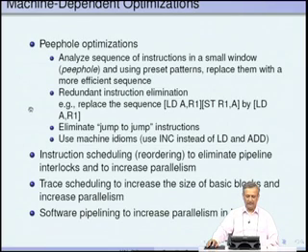So, instruction scheduling is a very important machine dependent optimization. It is used to eliminate pipeline interlocks and increase the parallelism in programs. It is nothing but reordering instructions in order to reduce the pipeline stalls. Trace scheduling is used to increase the size of basic blocks and then increase the parallelism. Finally, software pipelining is used to increase parallelism in loops. So, these are some of the examples of machine dependent optimizations that we have, and this brings us to the end of the overview of a compiler.